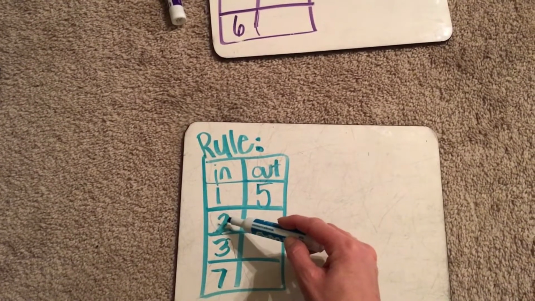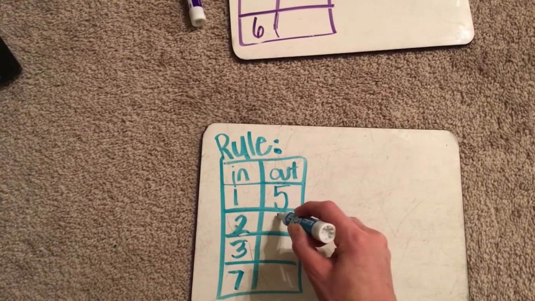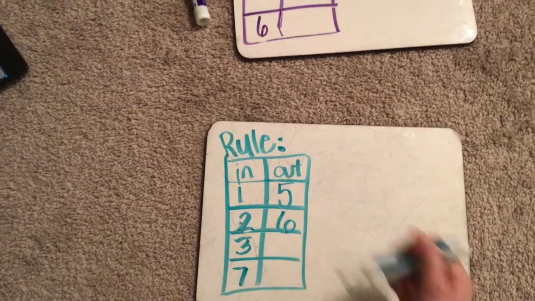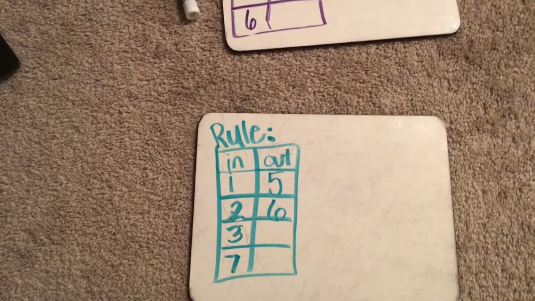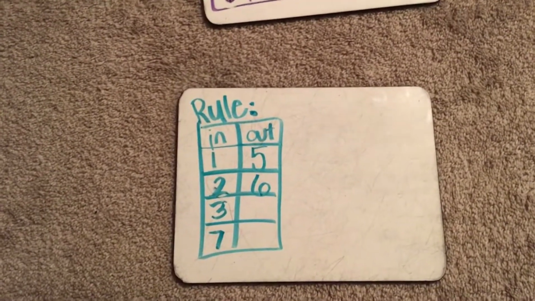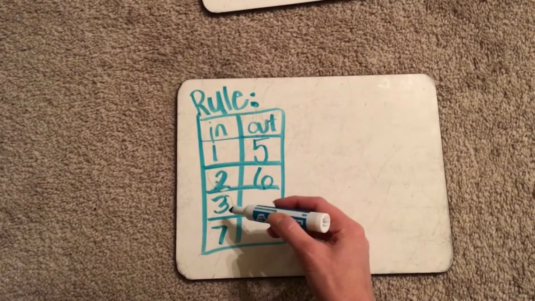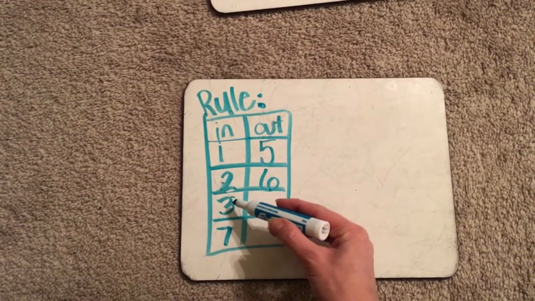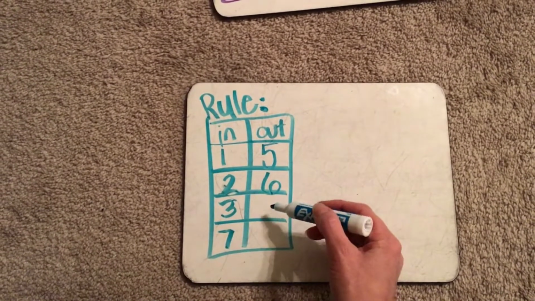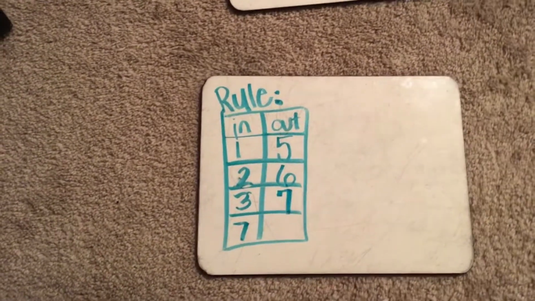So let's look at the 2. I put 2 in and I get 6. All right. Does that firm it up? Are we going to be multiplying or adding? That's right, we're adding. If we put in a 3 and we add 4, we're going to get 7.